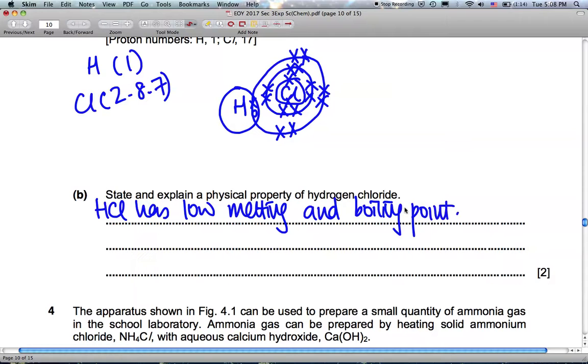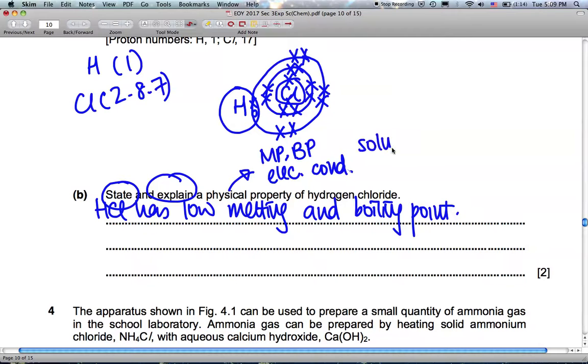And what is the reason? Because we are asked to state and explain a physical property. Physical properties can be melting point, boiling point, electrical conductivity, and also solubility. But for this question, we will focus on only these two. So hydrogen chloride has low melting and boiling point.